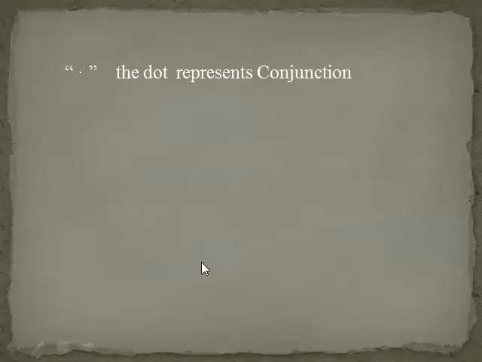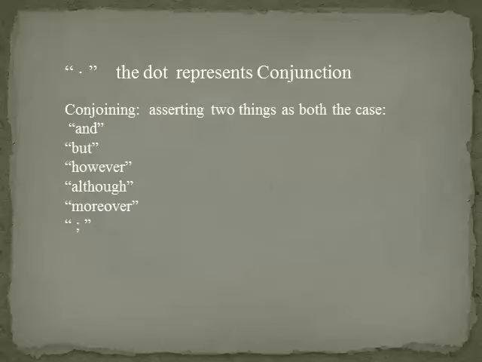The dot represents conjunction, and that means we're asserting 2 things at the same time. Again, in English there's a variety of ways of doing that: and, but, however, although, moreover, and even the semicolon all do that.